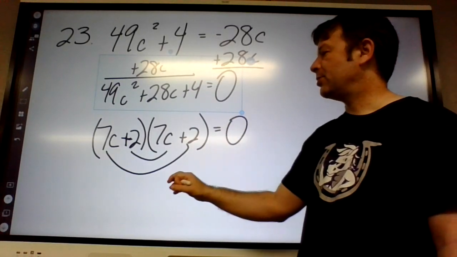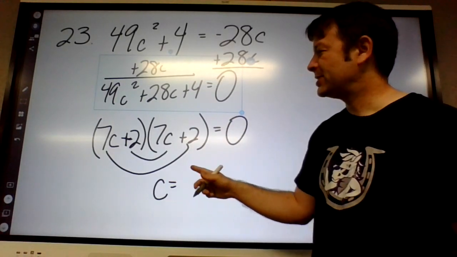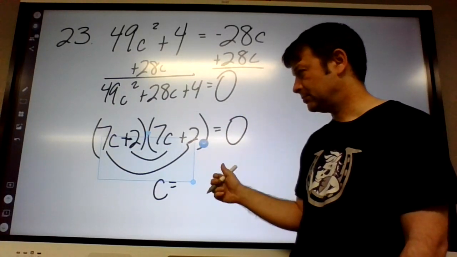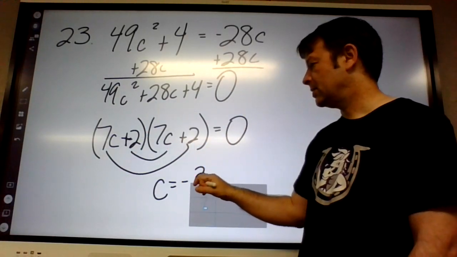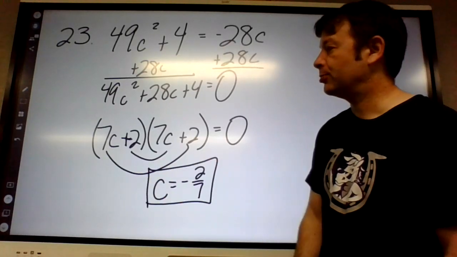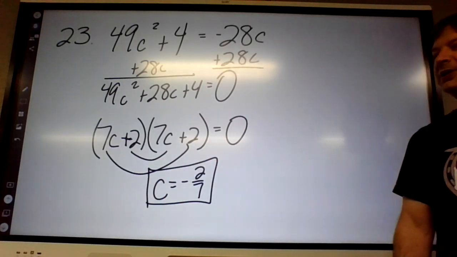Okay, let's go. What C value makes these equal 0? Negative 2. It's called a double root, but it still only counts for one answer.